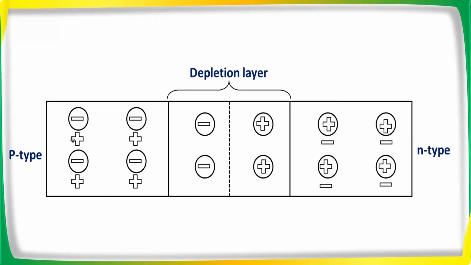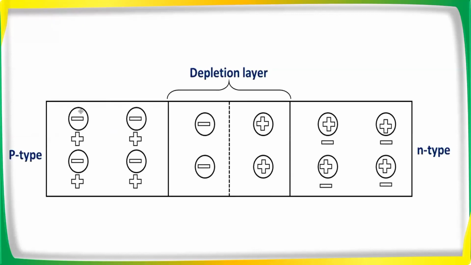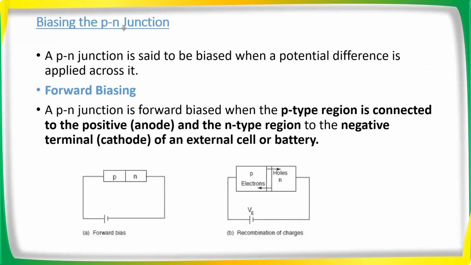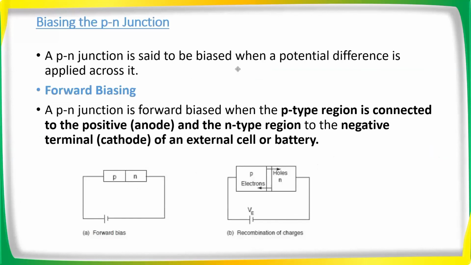Now, the way it is right now, you cannot use it. You have just created a PN junction, with doped P on one side, doped N on the other, and a depletion layer. You have to connect it to an external circuit for it to work. That brings us to what we call the biasing of the PN junction. Biasing means connecting it to an external potential difference, like a cell or a battery. If you connect the P-type to the positive and the N-type to the negative, we call that forward biasing.